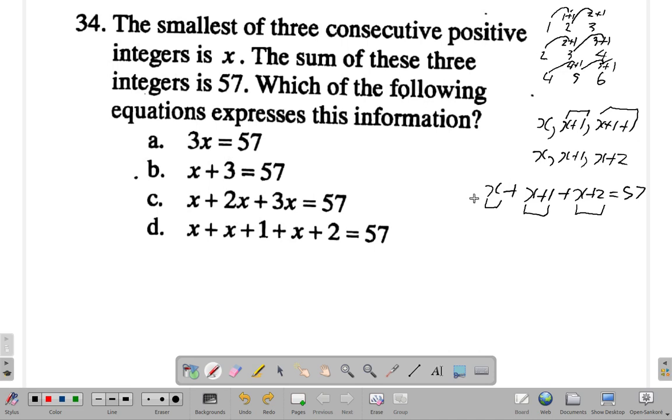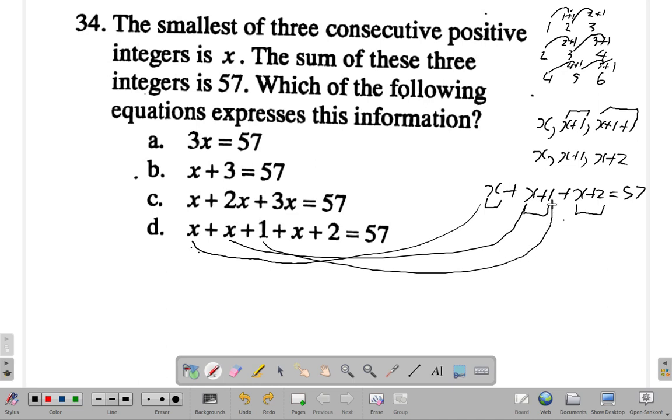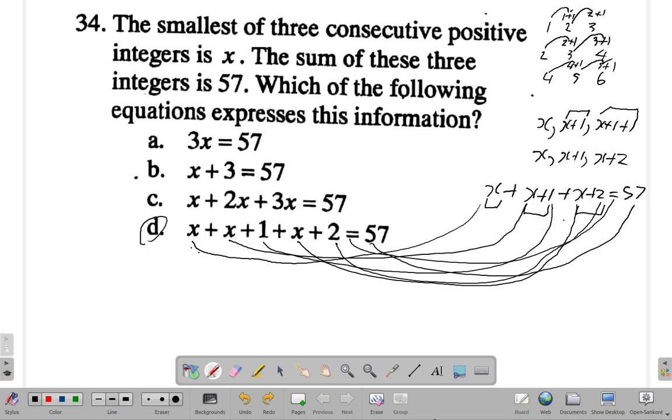Alright. If you take this one, you have x plus x plus 1 plus x plus 2 equals 57. A perfect match. The answer is D.